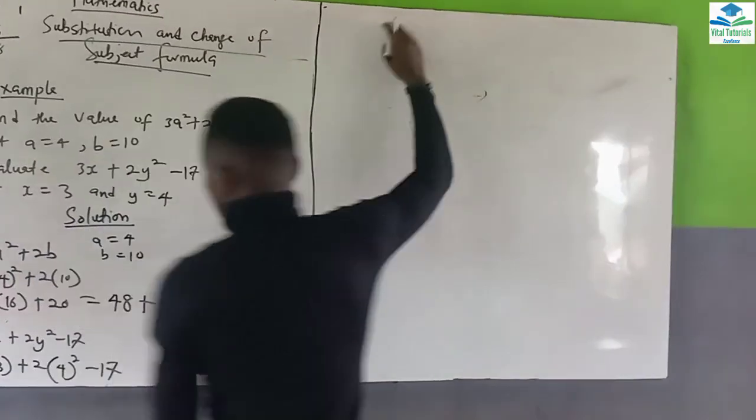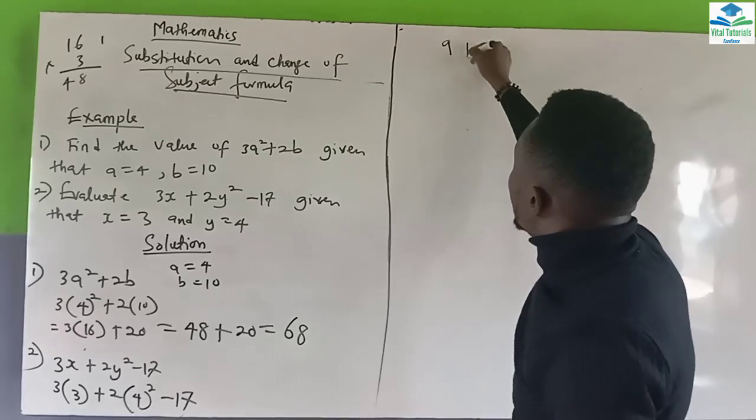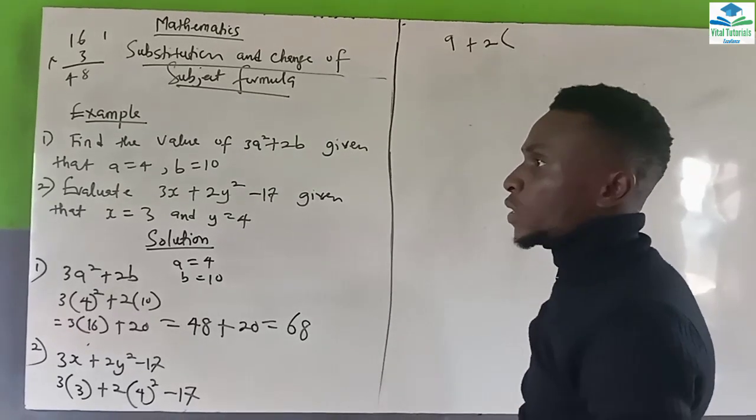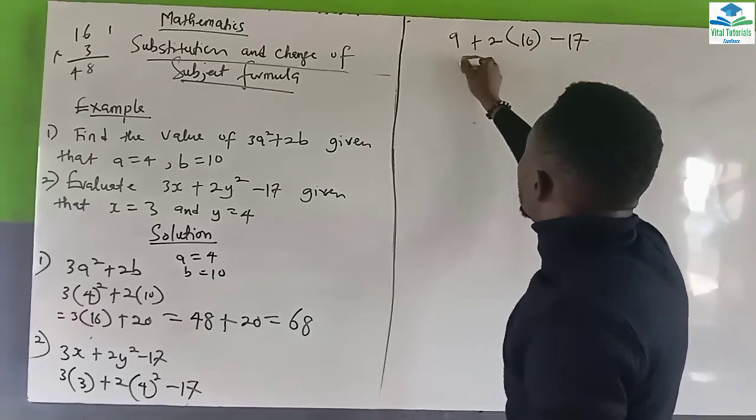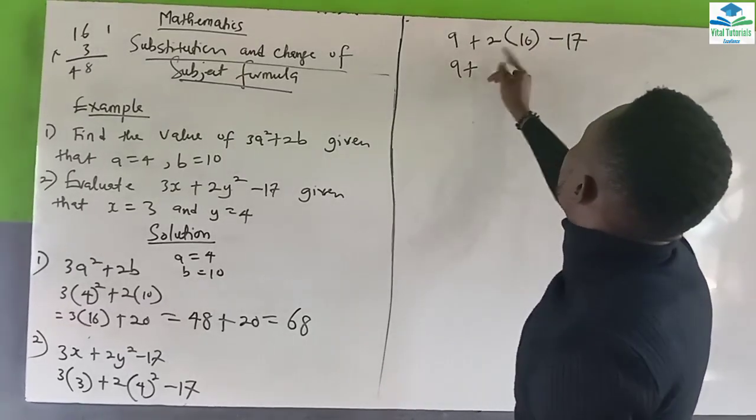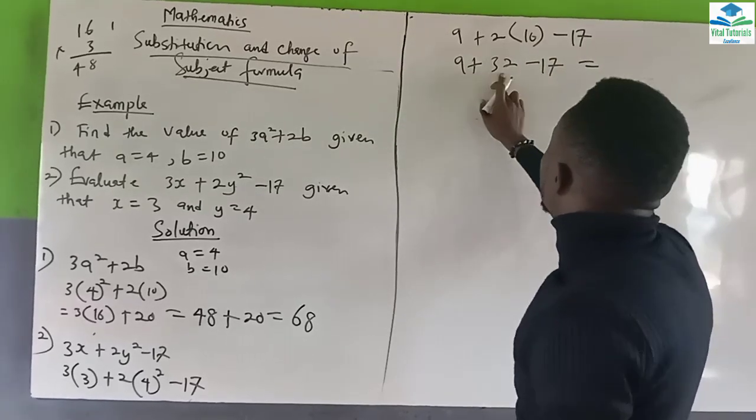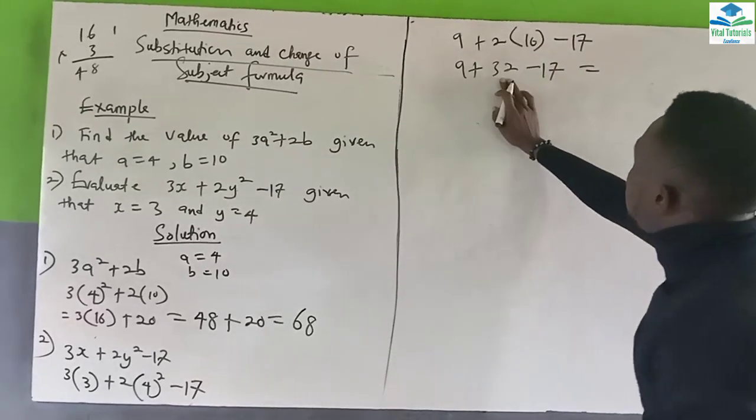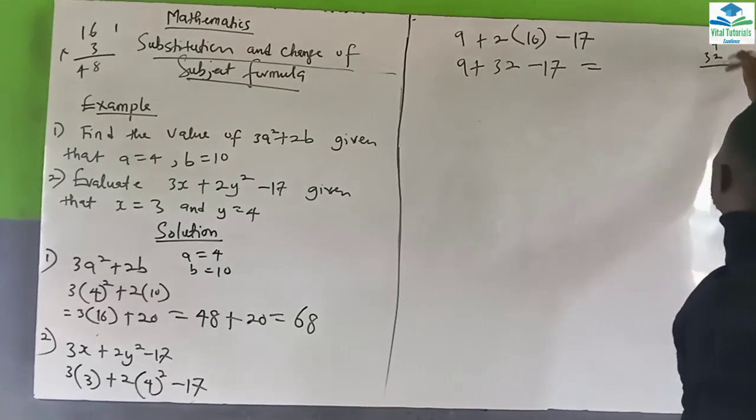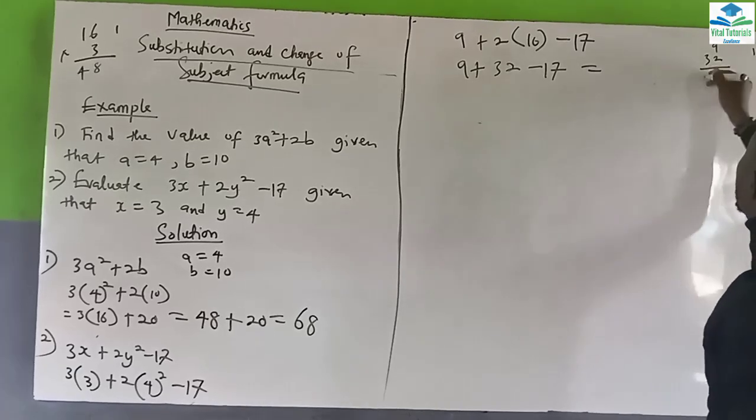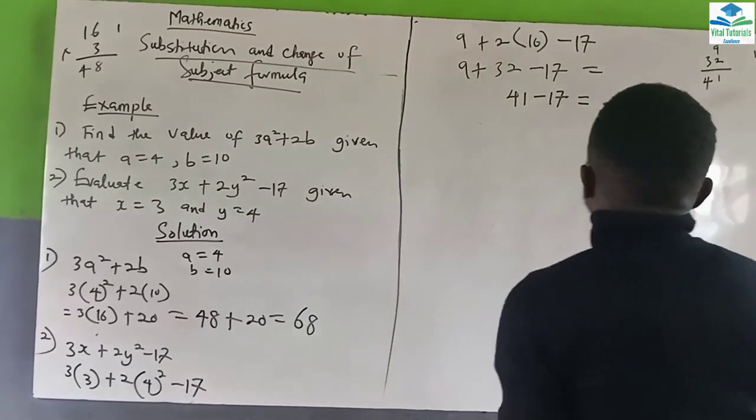Let's continue the solving here. 3 times 3 will give you 9, right? Plus 2 bracket, 4 squared is 4 times 4, which is 16 here. Minus 17. 9 plus 2 times 16, I think that should be 32, minus 17. So this plus this, 9 plus 32, carry 1. This is 41. 41 minus 17.